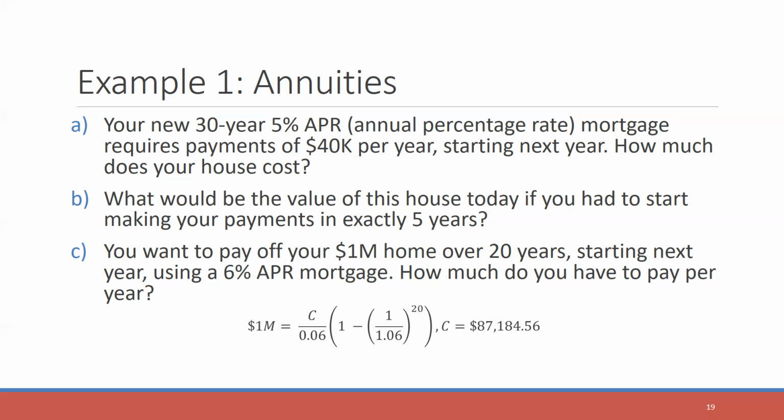The only thing we don't know is C. We don't know on an annual basis how much cash we are going to have to pay in order to finance this mortgage. So that's what we're solving for. We're solving for C. So you'll see how to set it up. But again, just be very mindful of your order of operations.